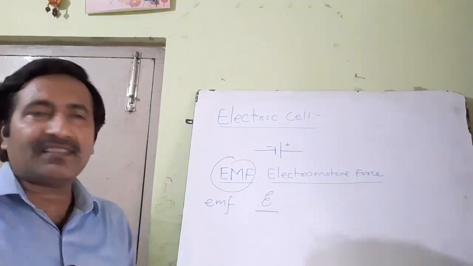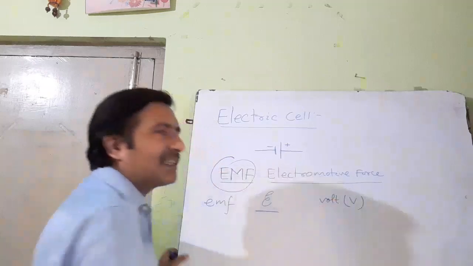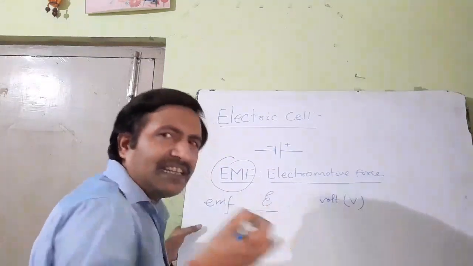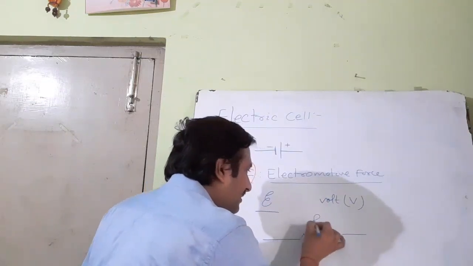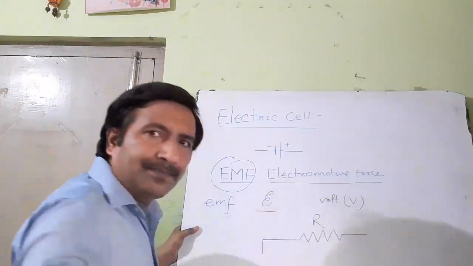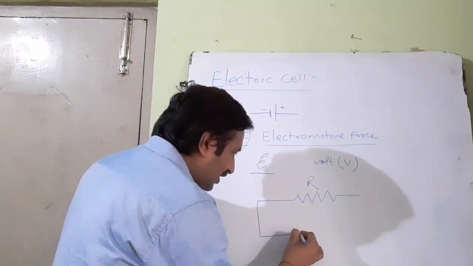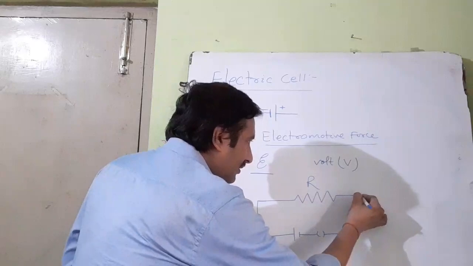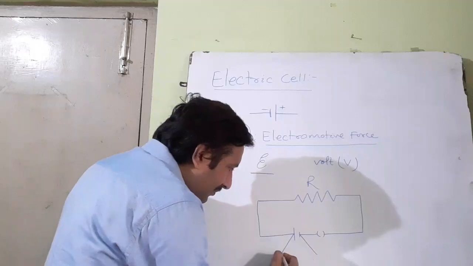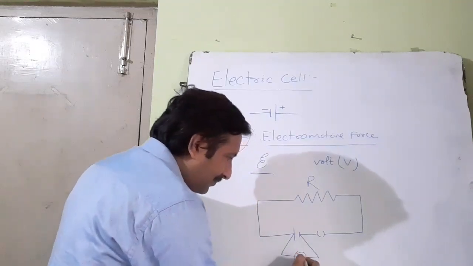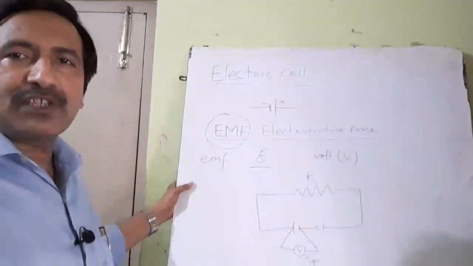As it is potential difference, what is its SI unit? Its SI unit is volt, which is denoted by capital V. Got it? Let us explain it with the help of a diagram. Suppose this is a resistor. Its resistance is R, and this is connected to an electric cell. This is the key. The switch is off, and if you connect a voltmeter here, whatever its value is, that is called EMF, electromotive force.